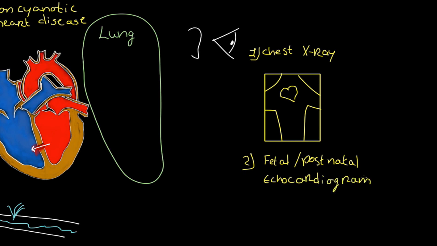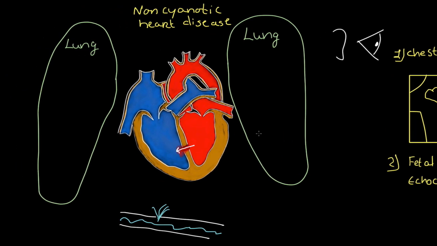Echocardiogram. What that does is use sound waves projected onto a screen so that you can see the heart. You see the heart as it's beating, contracting, and the valves closing, and you can also see in real time if there are defects that should not be there. So that's number two. We can visualize the heart by either using a chest x-ray or a fetal or postnatal echocardiogram.